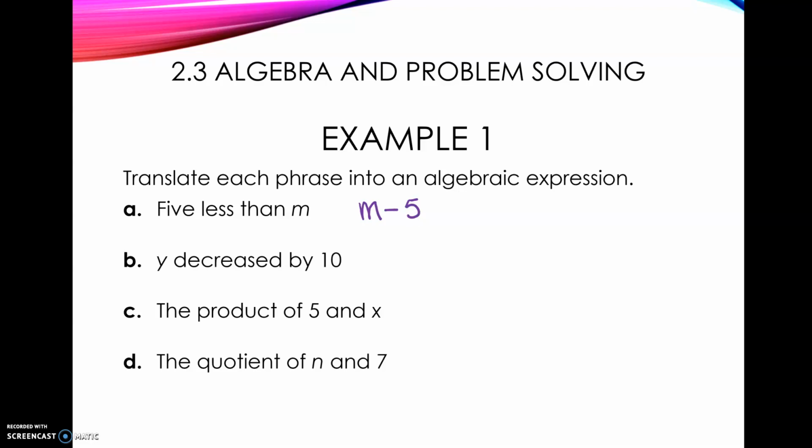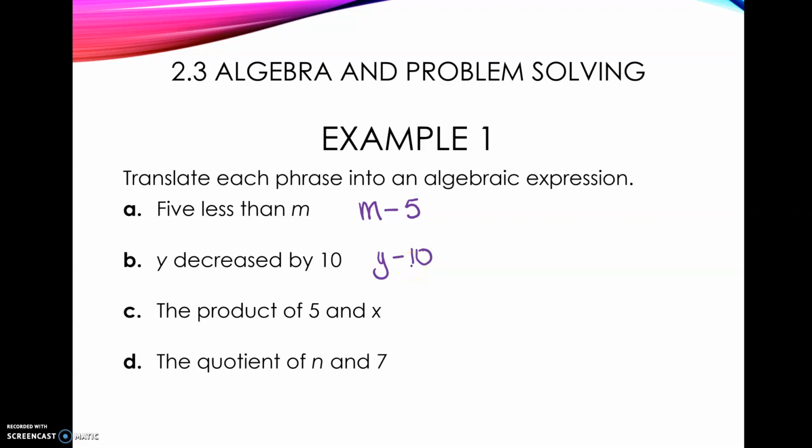I would like you to give B, C, and D a try on your own. I have a feeling you'll get them just fine, but read it, translate it into an algebraic expression, and then we'll check it in 27 seconds. Y decreased by 10 would be y minus 10.